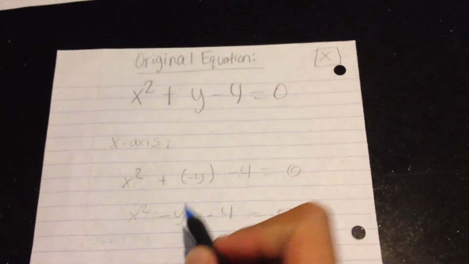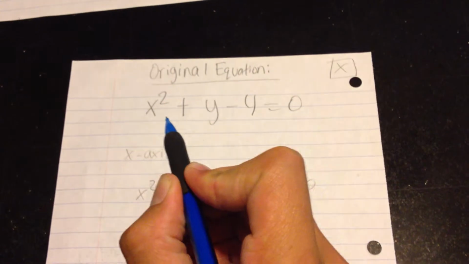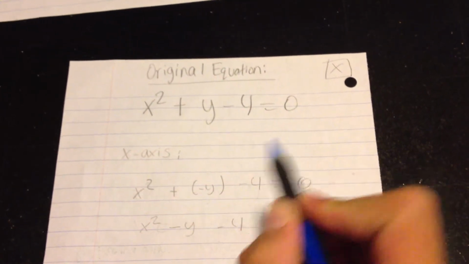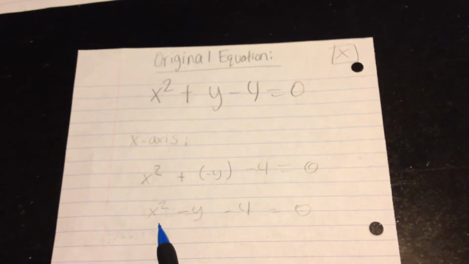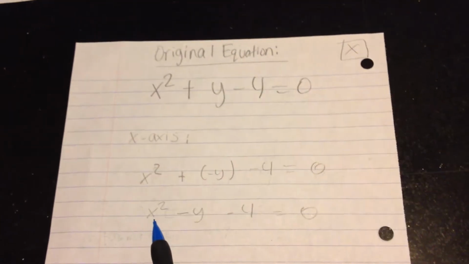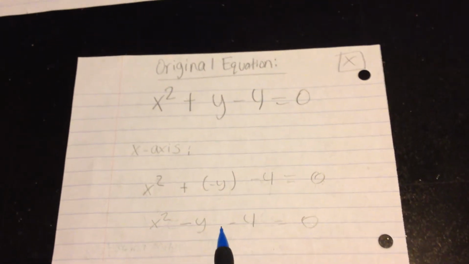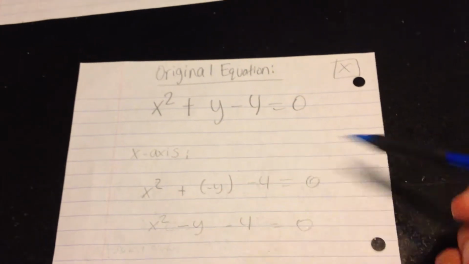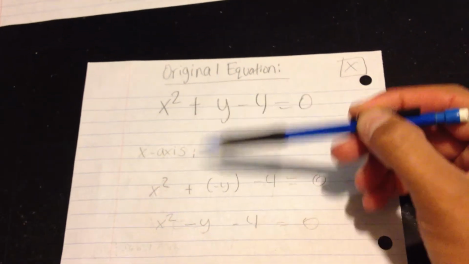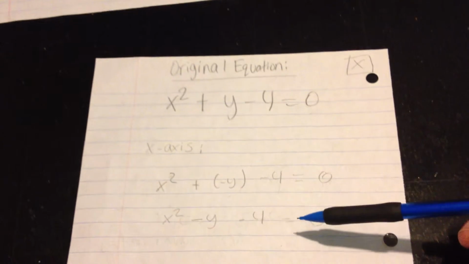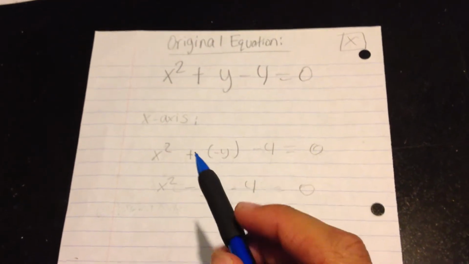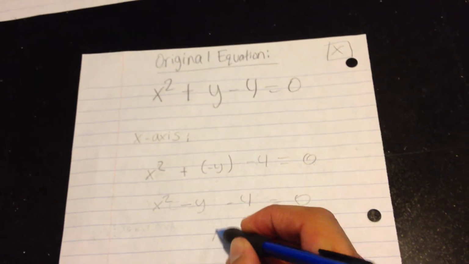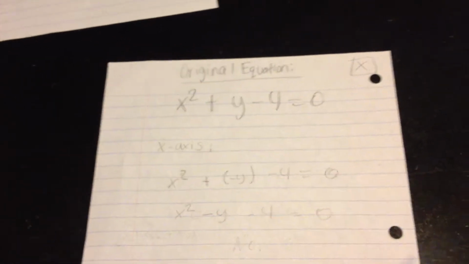Looking at the original equation, we have x squared plus y minus 4 is equal to 0. In checking for x-axis symmetry, we ended up with the equation x squared minus y minus 4 is equal to 0. So right here we had a plus and a minus. These are not the same equation even though they are close, so this means that we do not have x-axis symmetry.